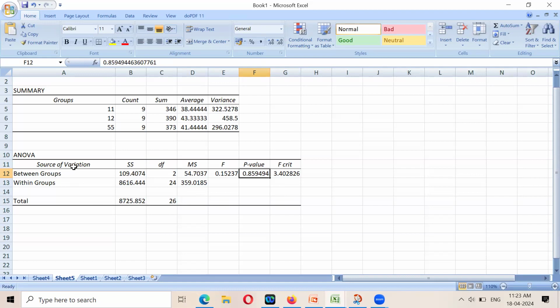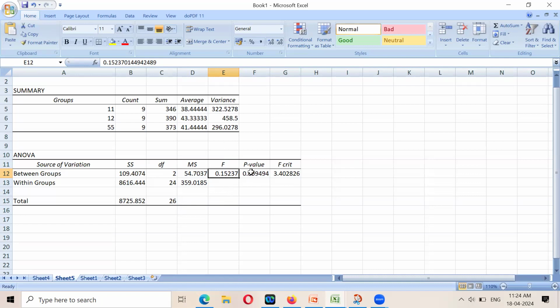Like source of variation: where you calculated from, between the groups and within the group. Then the sum of squares you have found out. Degree of freedom is taken by n-1 and k-1, that is the number of data items minus 1 and the number of groups minus 1. Why this? Because we have to compare between the groups and within the group. Then the mean square is calculated from the sum of squares and degrees of freedom. Then F, the factor value, is very important. It is the ratio of variance between the groups divided by variance within the group.